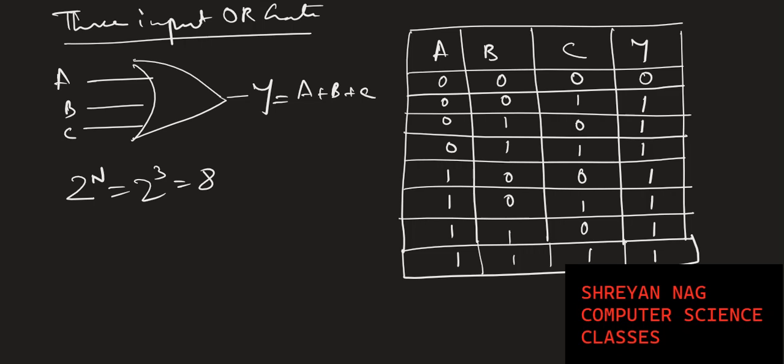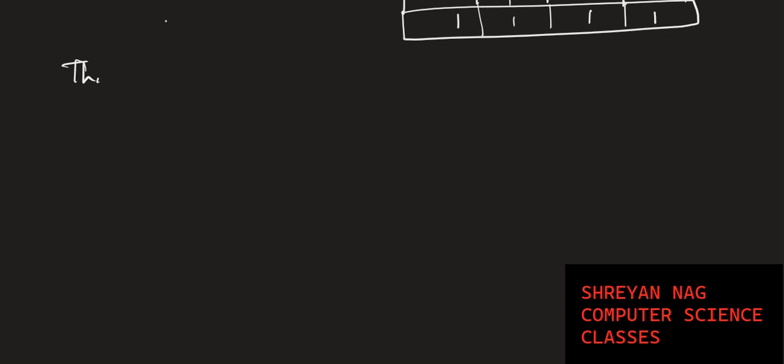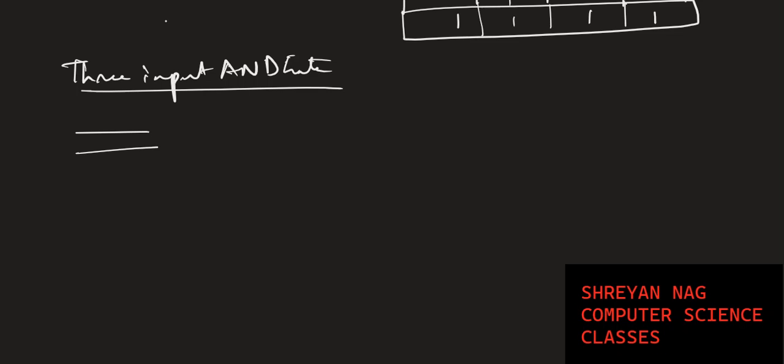Now we will talk about the 3 input AND gate. So 3 input AND gate, so A, B and C. So y equals A times B times C, since the bits are getting multiplied, so we will represent it like this. So let us draw the truth table to understand a little bit more.